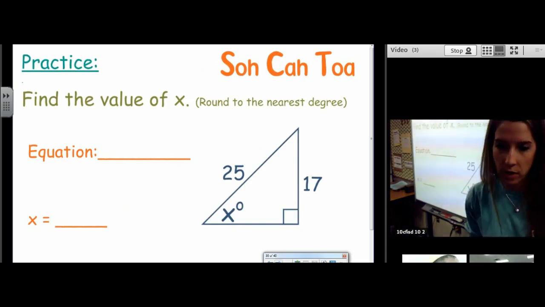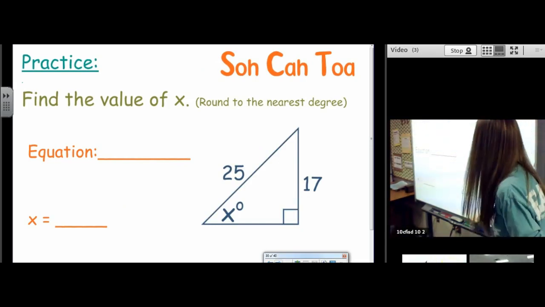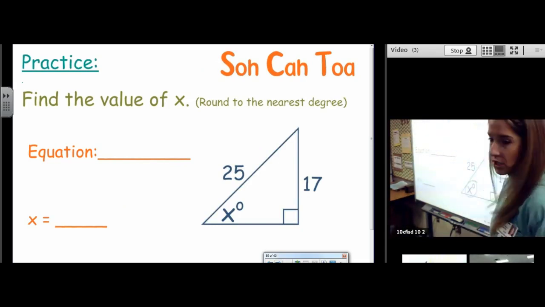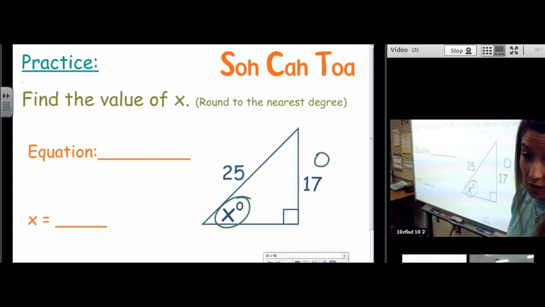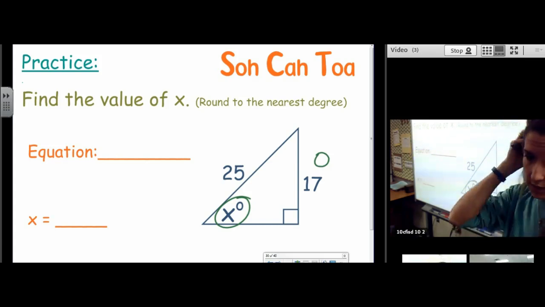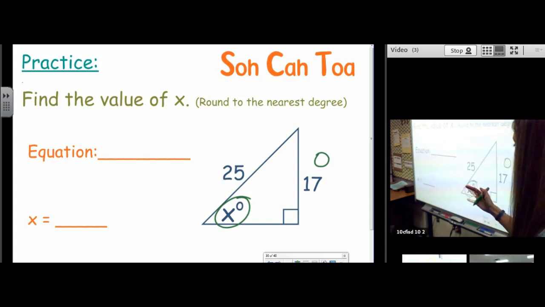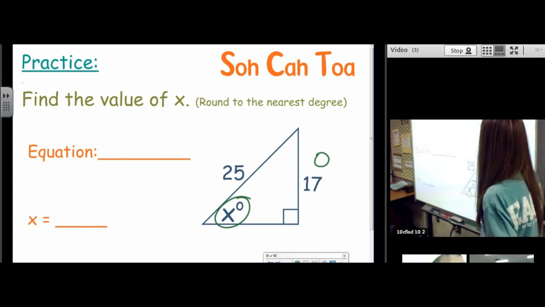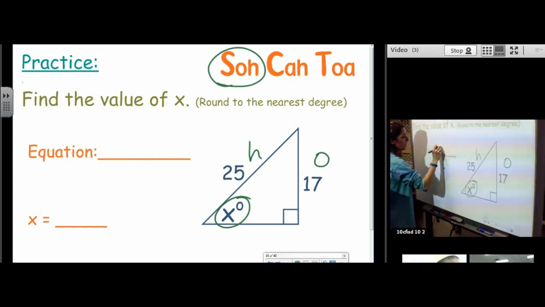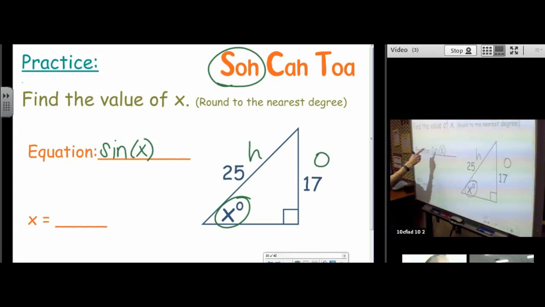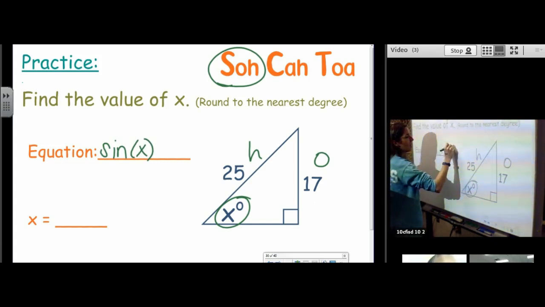Okay, let's do one where we're looking for the angle. Same strategy. Label what you're given. 17 is opposite my angle. You always look at your reference angle to choose whether it's opposite or adjacent. 17 is opposite of my reference angle, and 25 is the hypotenuse. So I'm going to choose sine again. Sine of X. No, you don't put 17 there. No, you don't put 25 there. You put X there. Opposite over hypotenuse.